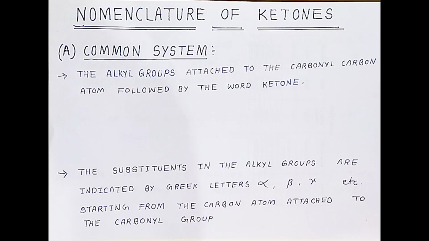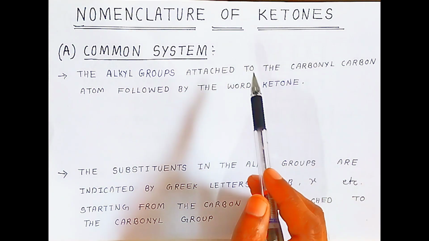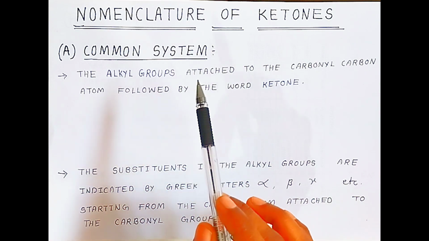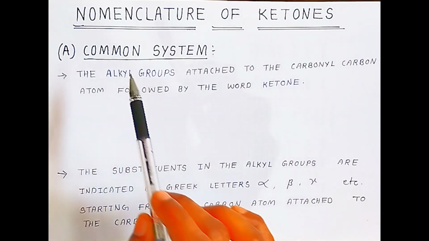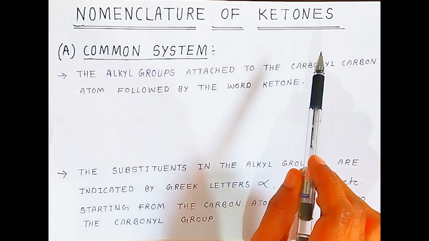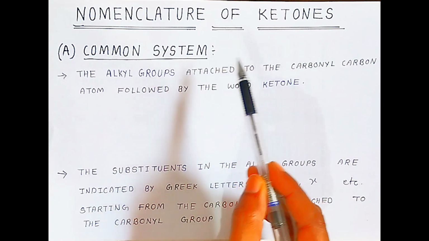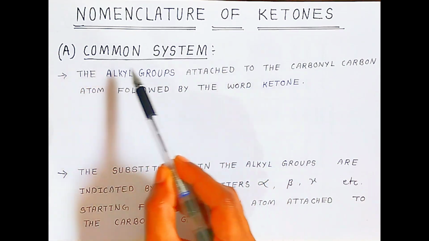In this video, students, we are going to see the nomenclature of ketones. In the last video, we saw the nomenclature of carboxylic acids and aldehydes. In this video, we are going to see the nomenclature of ketones. Now students, we are going to name the ketones in two ways. First is called the common system.